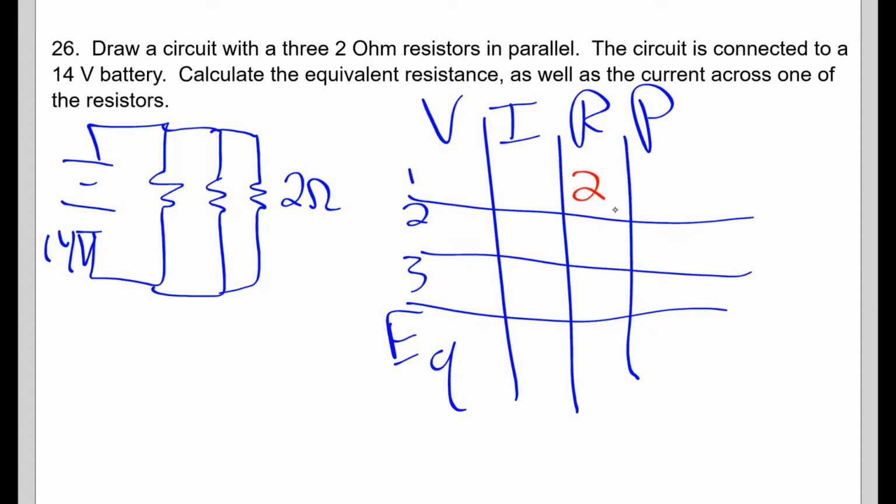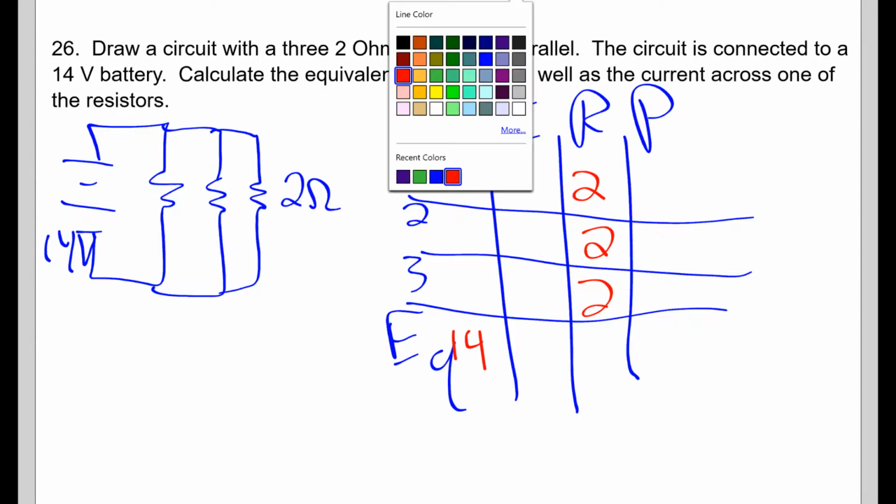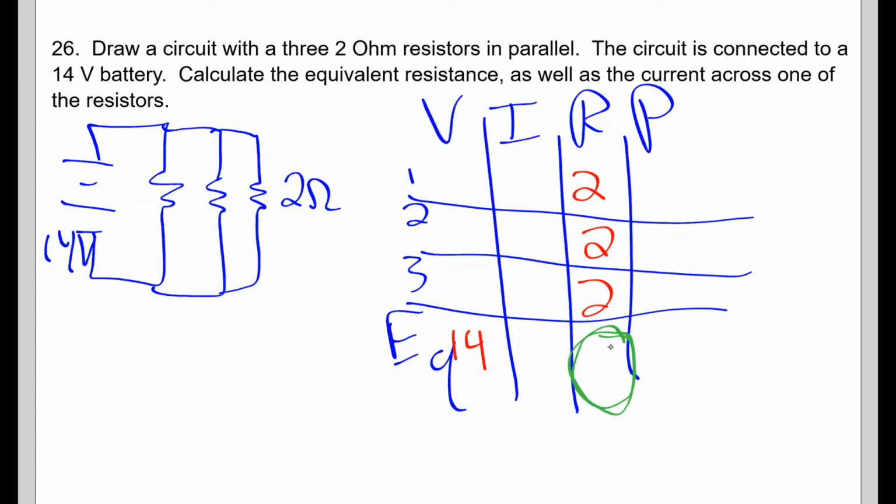Okay, we have 2 ohms, 2 ohms, 2 ohms, and a 14-volt battery, and it says calculate the equivalent resistance and the current. So the equivalent resistance and the current across one of them. Let's just do this one. Doesn't matter which one.